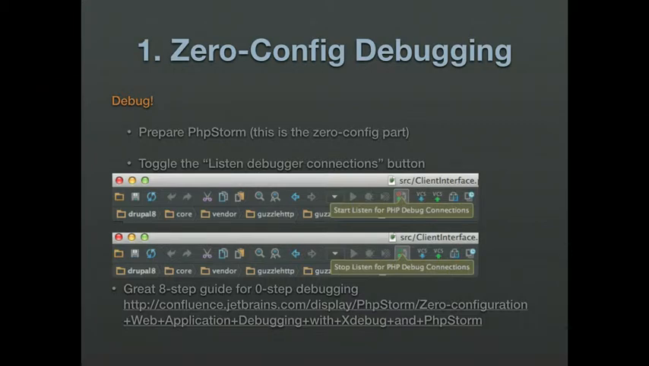OK, so now it actually comes time for that zero config that we've been talking about. So now you have your browser set up. You have PHP set up. So all you have to do is click on Listen to Debug Connections. And then you tell your browser you're going to initiate this debug session, and then you're debugging. So I also included this link. It's a great 8-step guide for zero-step debugging.